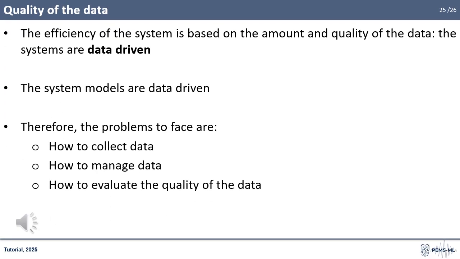The efficiency of the system is based on the quality of data, because systems nowadays are data-driven. All the decisions in production are based on information from data. On many occasions, this data is something that is measured from the system. The main problems faced with quality data are data collection, management of data, and evaluating the quality of data.